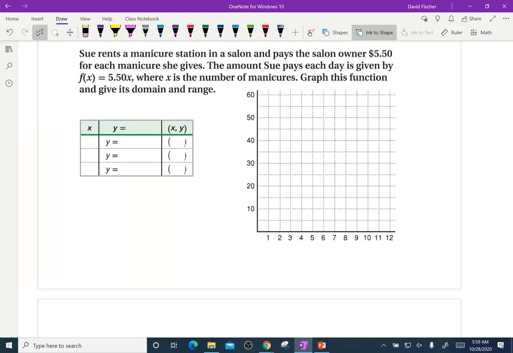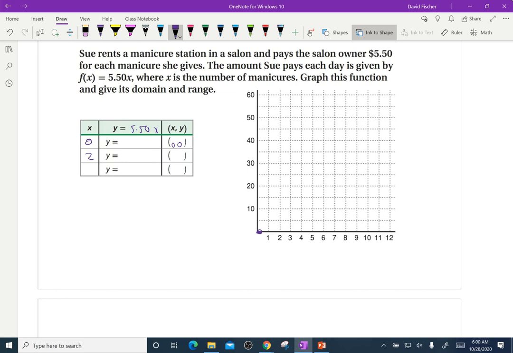All right, so I always like to pick 0. So if I put 0 in, my function is $5.50 times 0. So that's just going to be 0, 0. So that would make sense. If I have 0 customers, I pay $0 in rent. Now, sometimes I'll try to pick numbers that spread things out. So let's pick a number. Well, let's just go with 2. Because I start to see a pattern here.